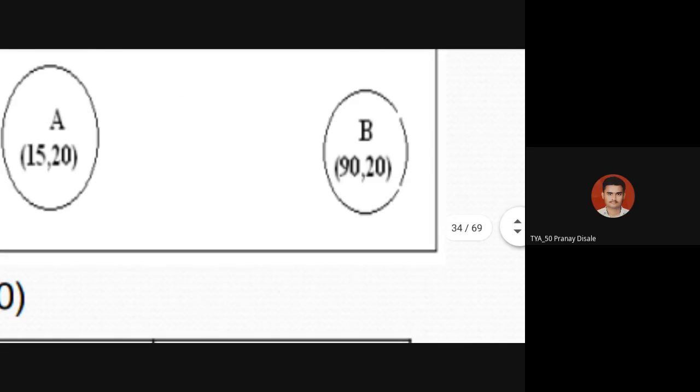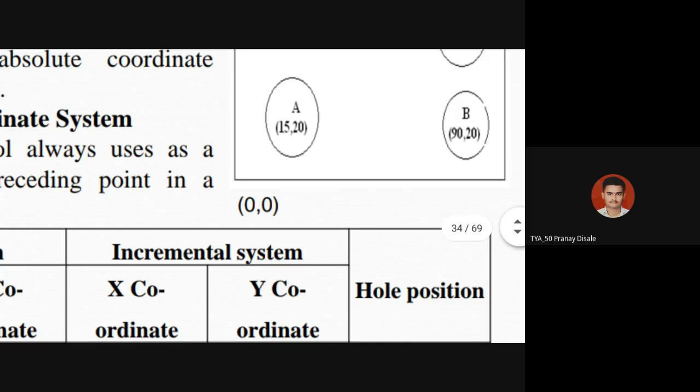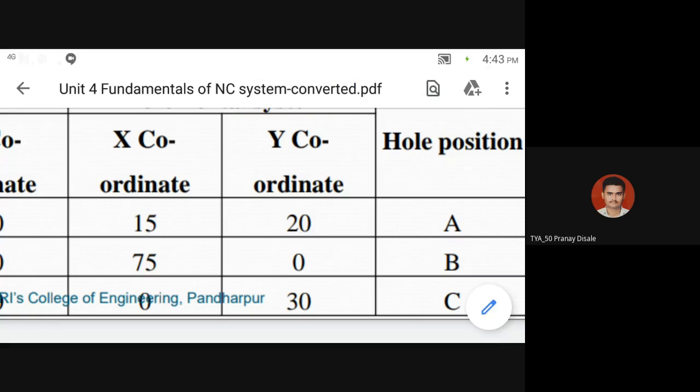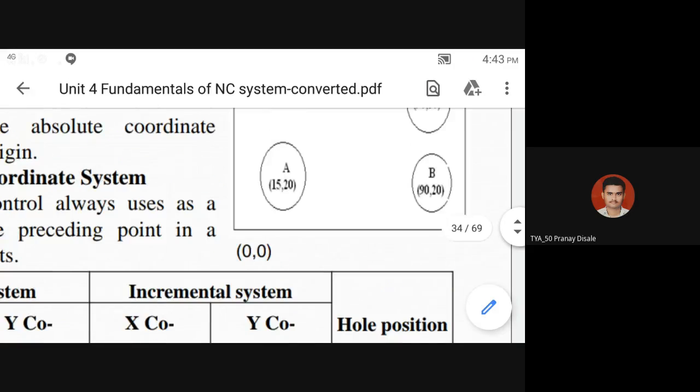Now what is the change in incremental? If you see incremental, 15, 20 is the same, but the second point, B point, is 75, 0. What is 75? Incremental is nothing but only the addition to the previous point. The incremental system is nothing but only the addition. After drilling at point A, our tool will be at point A.